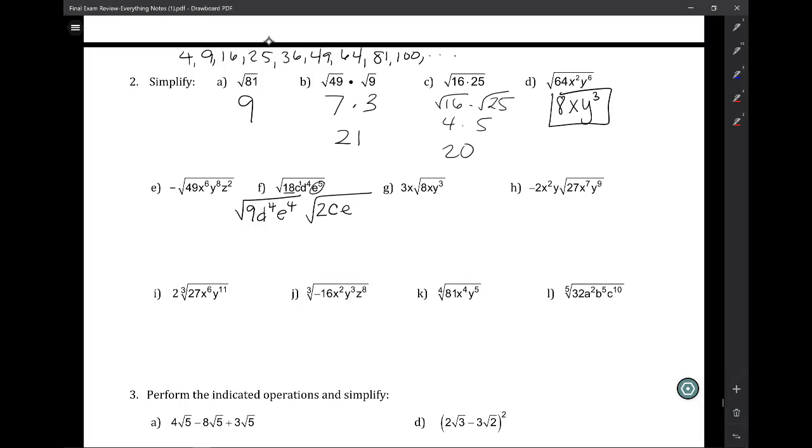Now everything on the left radical is a perfect square, so this would be 3d squared e squared, and then the 2ce is going to remain inside its square root. So let's practice that one more time.